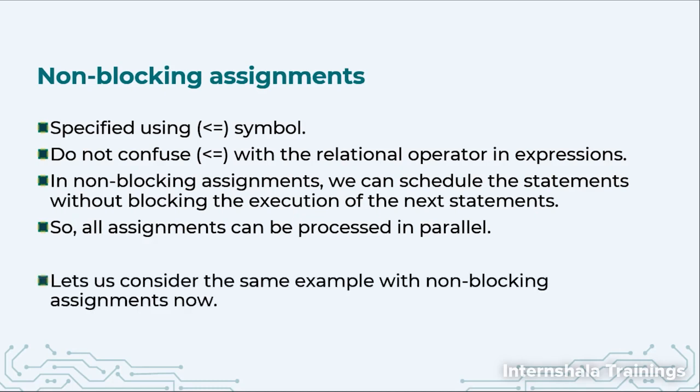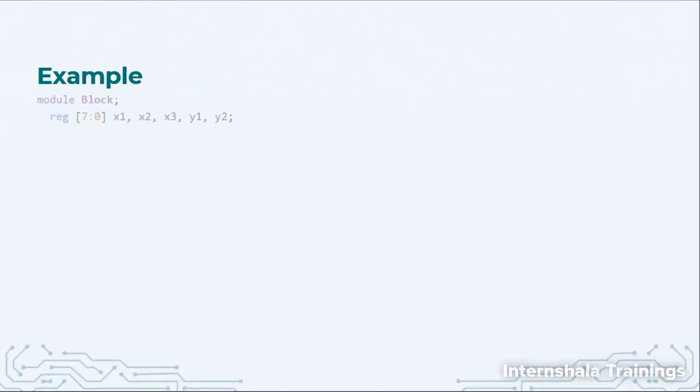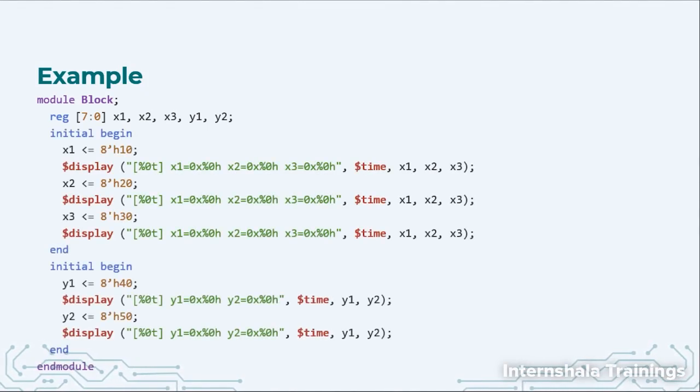Now let us consider the same example that we have discussed, but this time using non-blocking assignments. So here we have the same module, same registers and same two parallel blocks. In the first one we are assigning x1, x2, x3. In the second one we are assigning y1 and y2, but we are using the less than equal to symbol this time. So what do we expect? All three x1, x2, x3 will be assigned at one time, and y1, y2 also, or what is going to happen? Well, let us see.